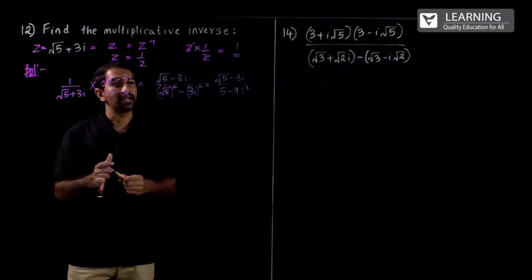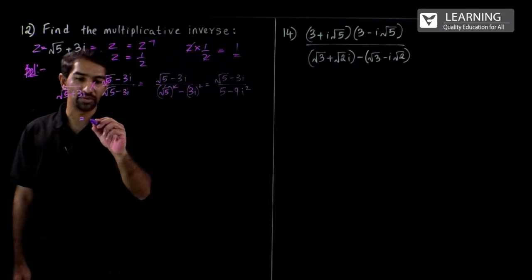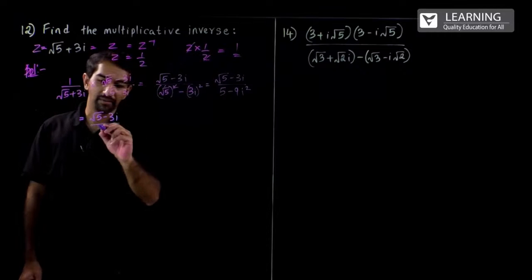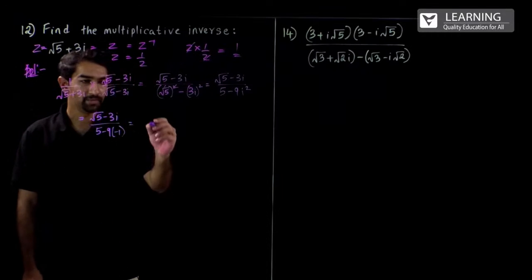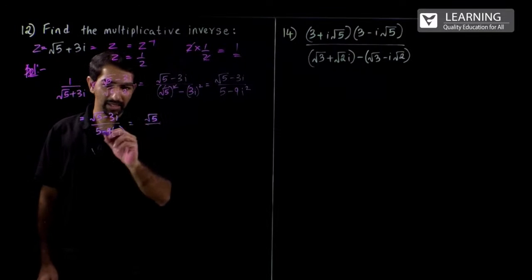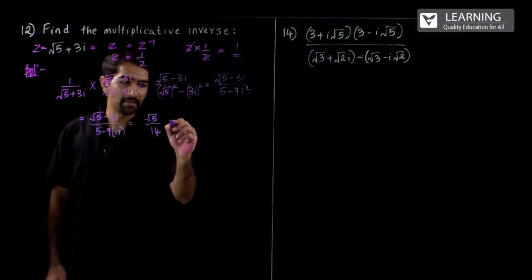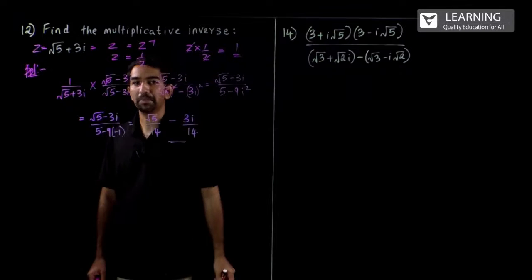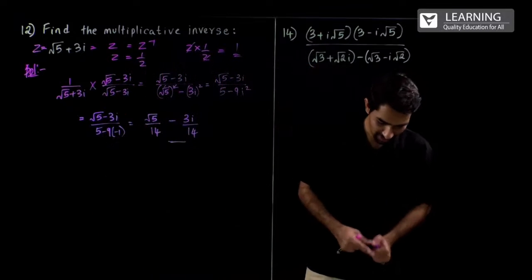What is i square, students? i square is nothing but minus 1, correct? So this we'll write as it is: root 5 minus 3i the whole divided by 5 minus 9 of minus 1, which is equal to root 5 by 5, minus into minus will become plus, 5 plus 9 is 14, minus 3i by 14. So this is nothing but the multiplicative inverse of the given complex number. Moving on to the next question.